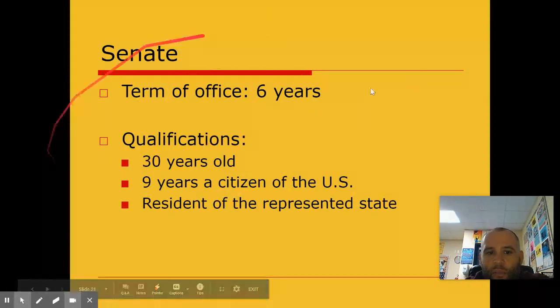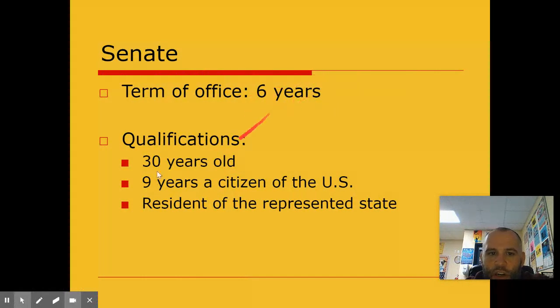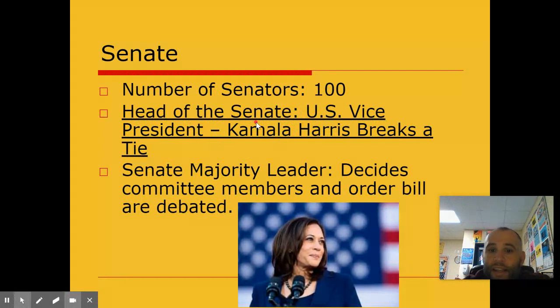All right, the Senate, a little bit more prestigious. You have 6 years as your term. You have to be 30 years old and 9 years a citizen. The leader of the Senate is actually the vice president. But they actually have very, very little power. The only power they have is if there's a 50-50 tie, they get to break the tie. There's another person in the Senate called the majority leader, and that is the party with the most representatives, Republican or Democrat, gets to be the majority leader. And that's sort of like the Speaker of the House. They get to decide committee members and order of the bills and what bills get voted on. And so that's a very powerful leader as well. That's going to be Chuck Schumer here next week.